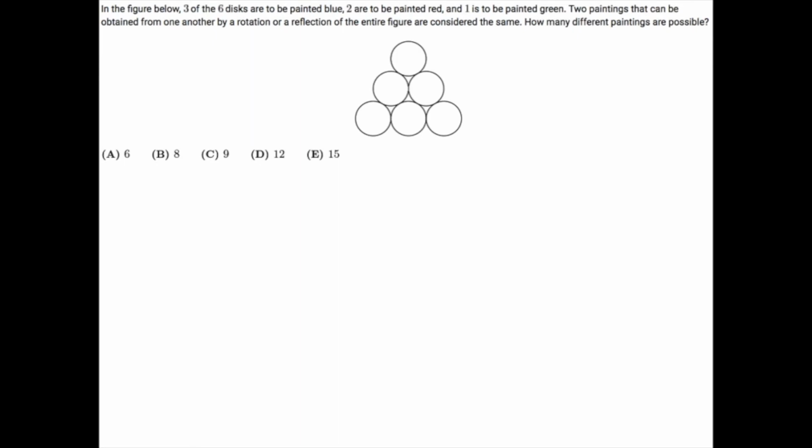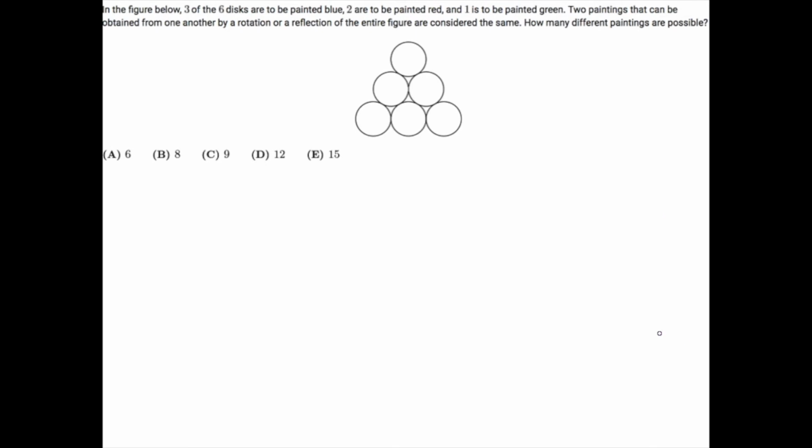This is problem number 13. It reads, in the figure below, 3 of the 6 discs are to be painted blue, 2 are to be painted red, and 1 is to be painted green. 2 paintings that can be obtained by one another by rotation or reflection of the entire figure are considered the same. How many different paintings are possible?